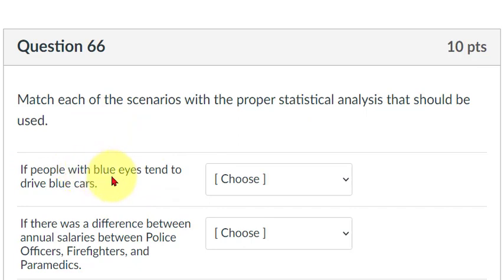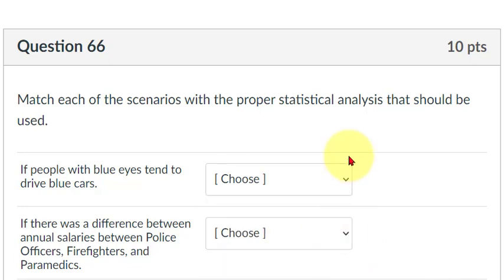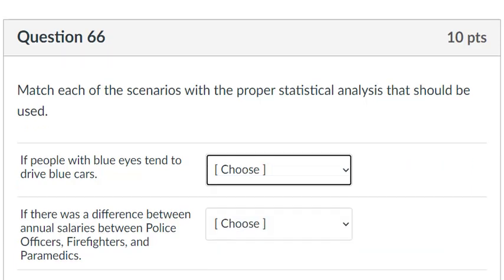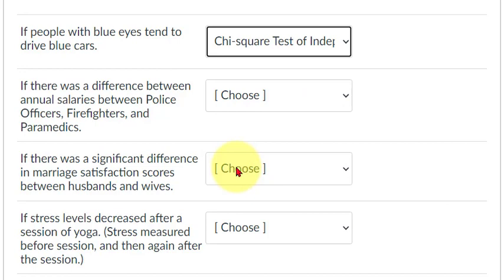So eye color is a categorical variable, right? You got brown, you got blue, you got green, right? That's the first categorical IV. And car color is also a categorical variable, right? So you got blue cars, white cars, black cars. So you're comparing two categorical variables. There's only one test that does that, and that is the chi-squared test. It's not on there, hold on. That is the chi-squared test of independence. Boom.